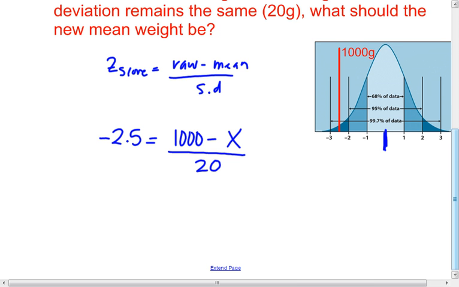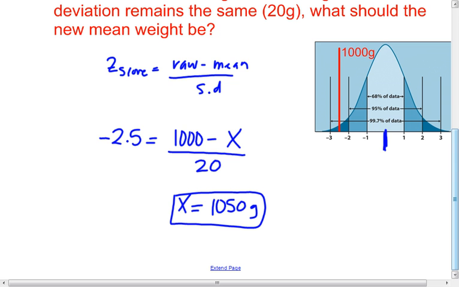So you're going to solve this problem, and I assume you can do the algebra. You're going to multiply by 20 and subtract 1,000 and switch the sign, and x should come out to be about 1,050. So if they put 1,050 grams of sugar on average, and keep the machine's accuracy at a standard deviation of 20 grams, then that's how much sugar they have to put in so that 0.6% of the bags weigh less than 1,000 grams and they're hardly ever cheating a customer.